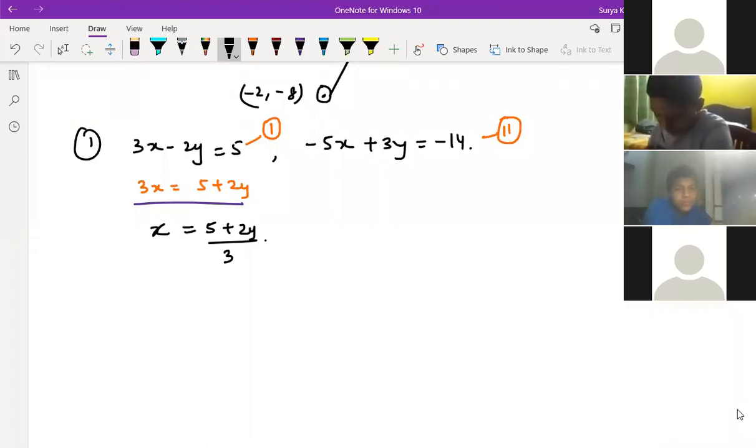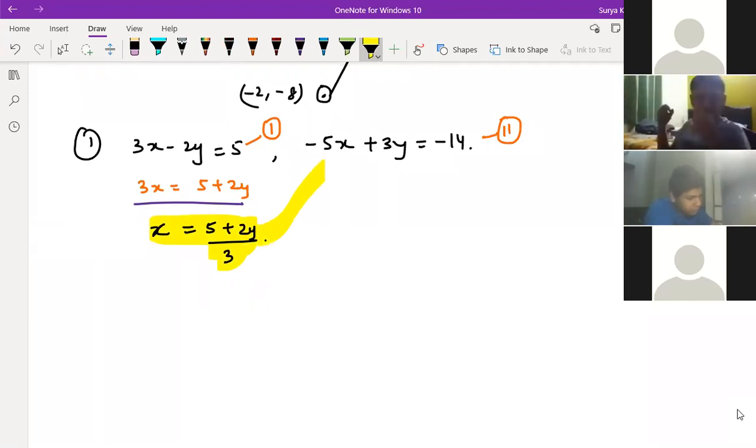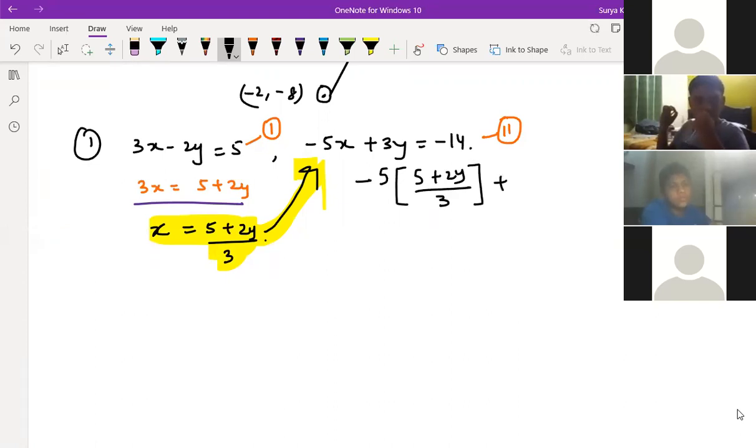So the x value we are finding from the first equation. This is very important, children. Don't put this value in equation first. If you are finding from first, put it in equation second. Understood? This is a very important step. If you are finding the value of x from equation first, we have to put it in the second equation. So what do you get? Minus 5 into 5 plus 2y divided by 3, plus 3y.